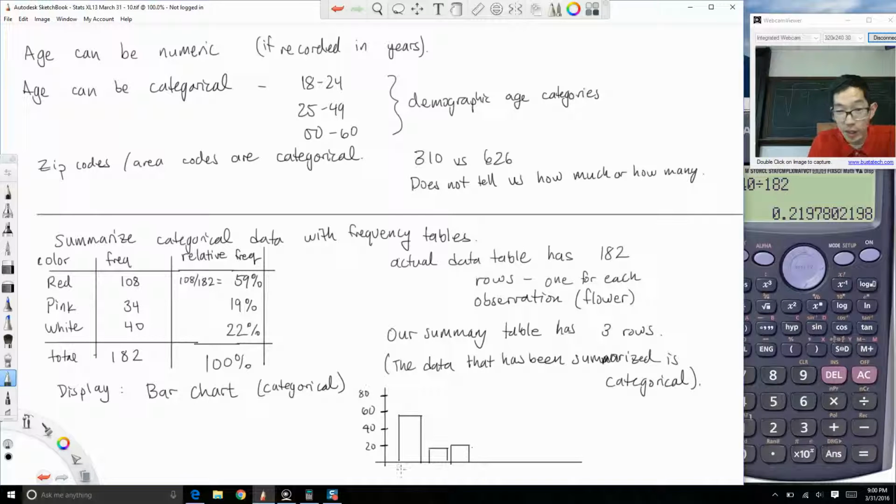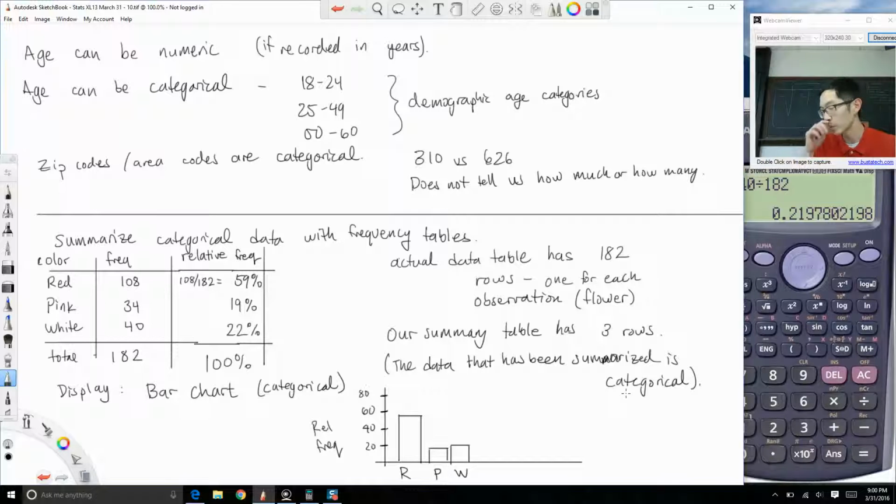Okay, and so this would be red, pink, and white. Okay, so this would be percentage or relative frequency. So far, so good? Okay. We can also summarize numeric data in the same way with bar charts.